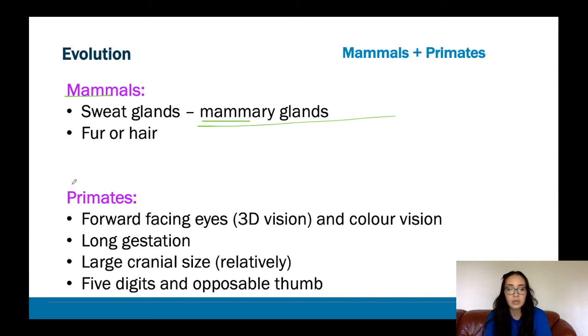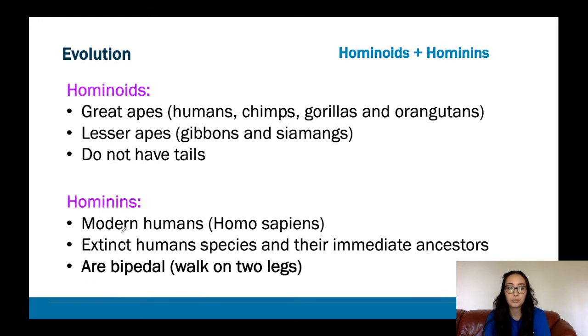You know these random points here? So anything I've got purple, anything underneath you want to associate. So primates. These are some characteristics of primates. Know them. Hominoids, these are some characteristics of hominoids, know them. Hominins, know this as well.